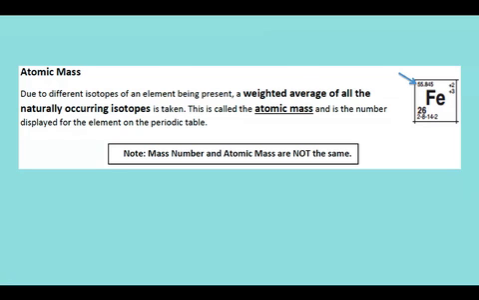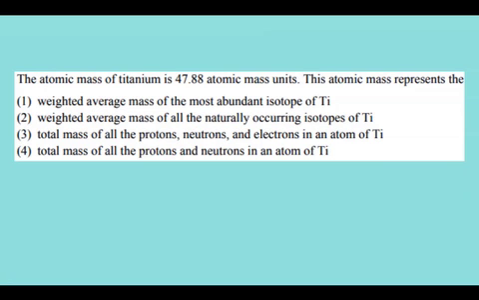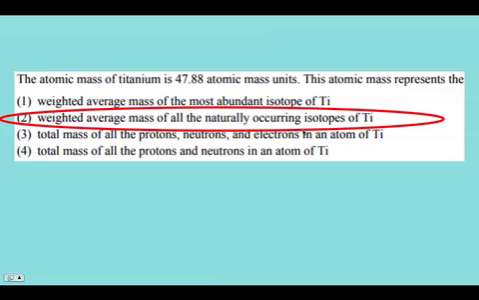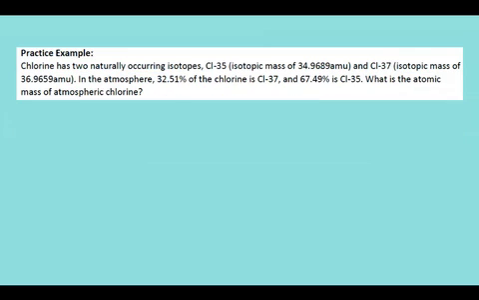And this is something that you're going to have to be able to calculate given data. So first off, just to check in about the definition of atomic mass, this is talking about titanium. It tells you the atomic mass. It says this atomic mass represents, you always want to look for that weighted average, so we can get rid of 3 and 4. And then you always want to make sure it's talking about all of the naturally occurring isotopes. So you'd have choice 2 there. Be on the lookout if they try to give you an answer that has to do with artificially produced isotopes. We don't take those into account, only naturally occurring ones.